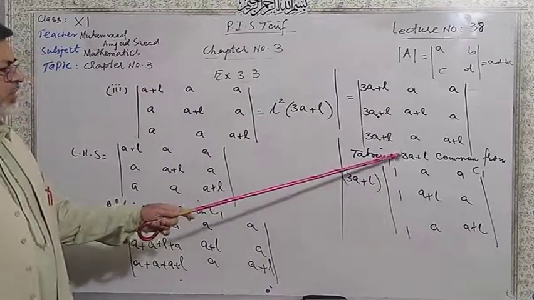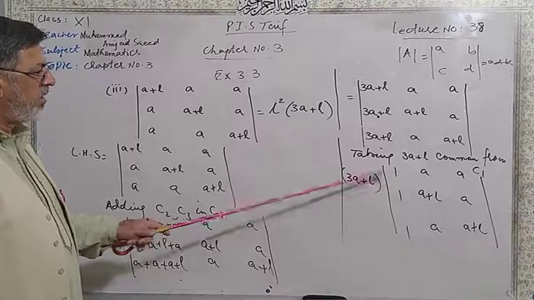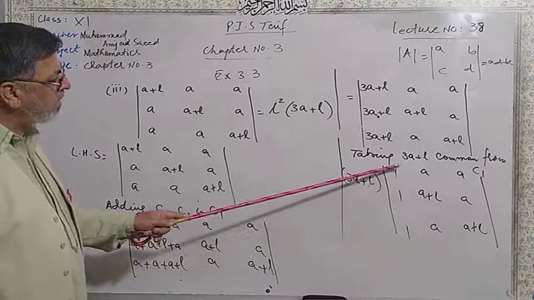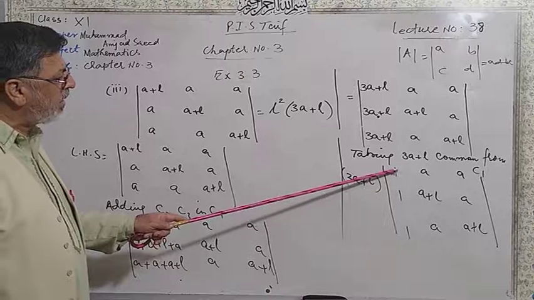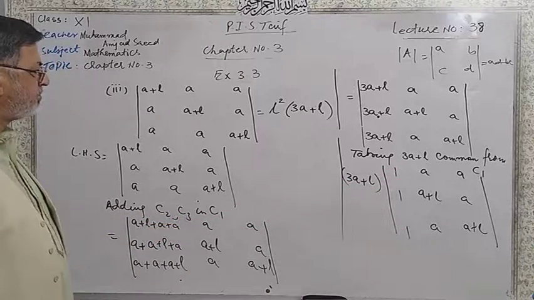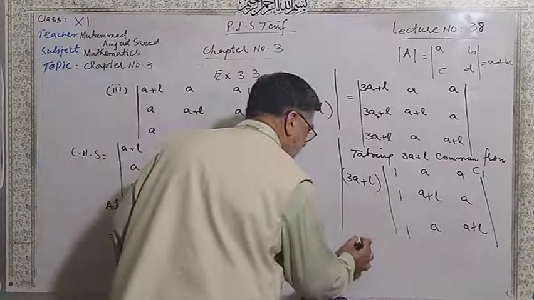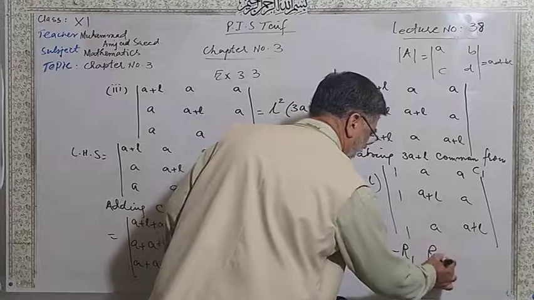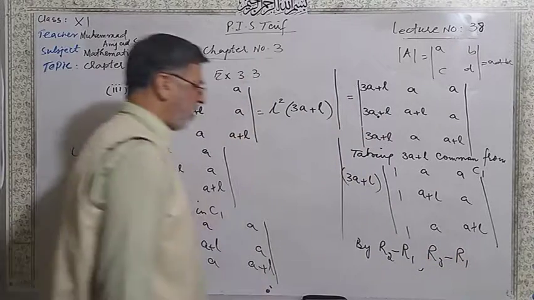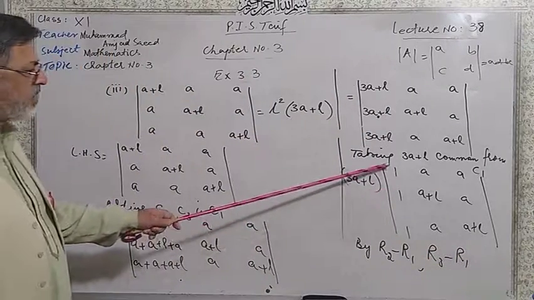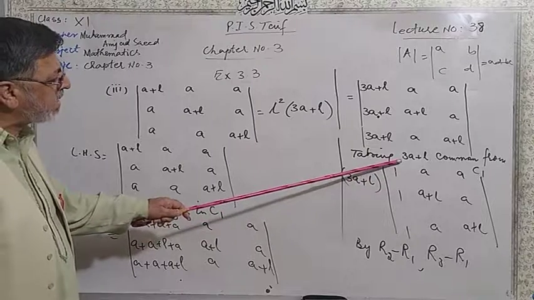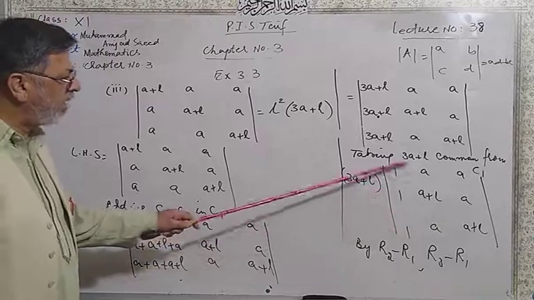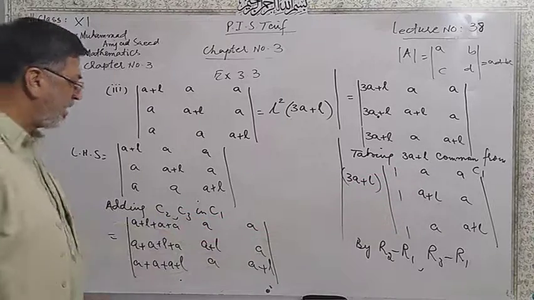We have taken common 3A plus L from C1, and now in this step, you will subtract R1 from R2 and R1 from R3, by R2 minus R1 and R3 minus R1. From R2 you subtract R1. R1 will remain as it is, but there will be change in R2 and R3. R2 minus R1, R3 minus R1.